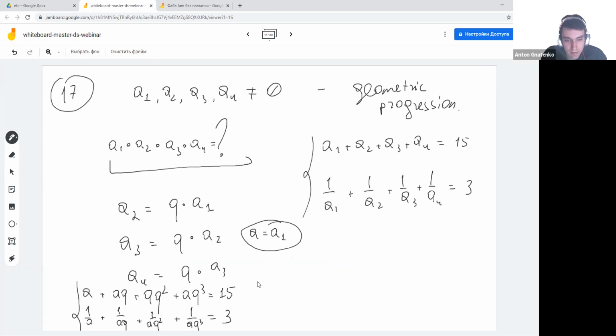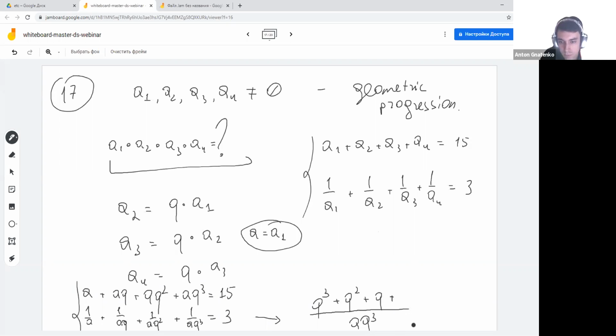Okay, but then let me reform this sum of fractions a bit. I will actually bring them to the common denominator. The common denominator will be AQ squared. And to bring this fraction to this denominator, I multiply it by Q cubed divided by Q cubed. So here it will be Q cubed instead of 1, plus Q squared plus Q plus 1.